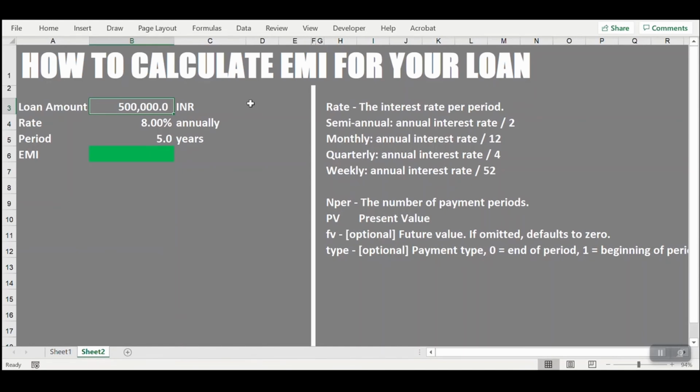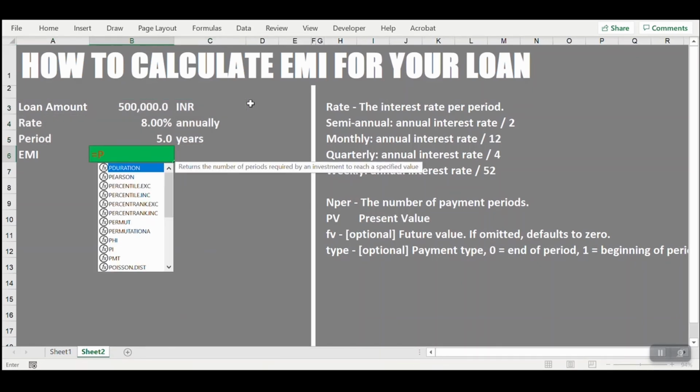I've taken an example of 5 lakhs Indian rupees, and then you might also look at, basis the discussions with various financial institutions or banks, what is the rate of interest, and usually this rate of interest is given as annual. And then basis your estimation, what is the period for which you want to keep this loan amount. So all these 3 steps are very critical for calculating the EMI, and I'll show you exactly how we can calculate the EMI using Excel.